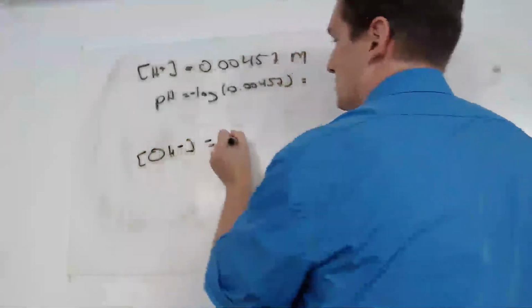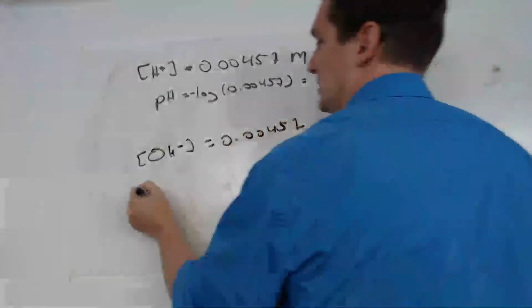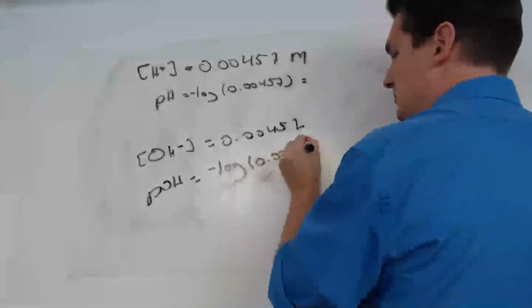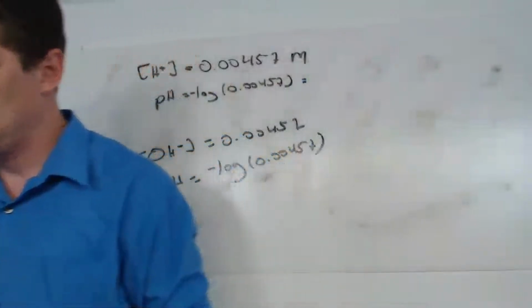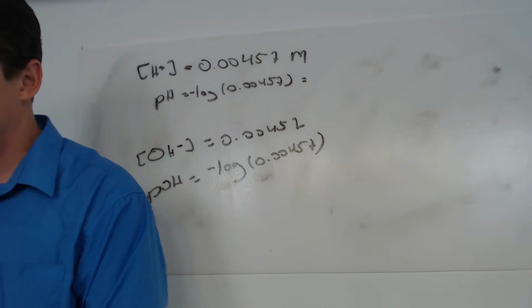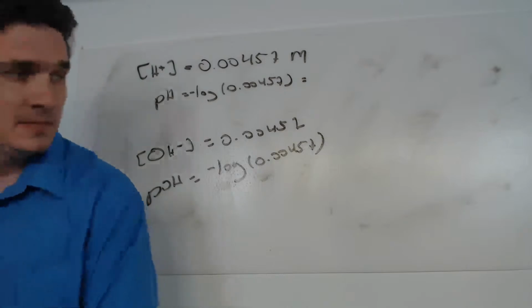Correct, Abby. So if you want to figure out the pOH, let's say you were given the concentration of OH minus, 0.00457. The pOH is just the negative log of 0.00457. So I think when you get this, you end up getting like 2.34 or something like that.